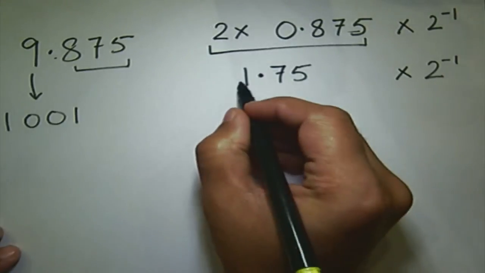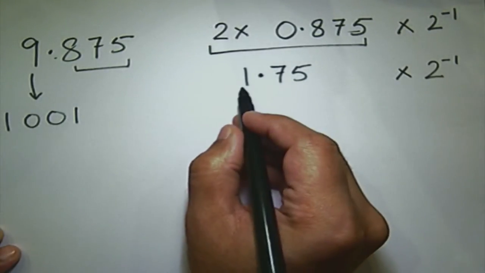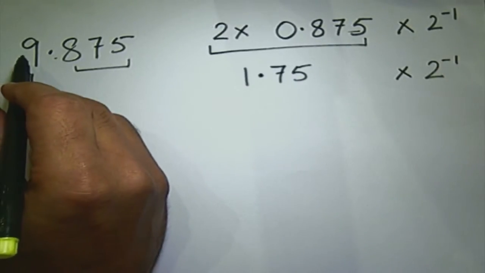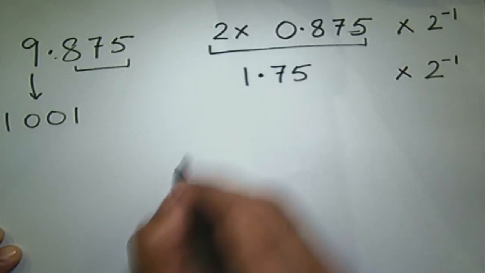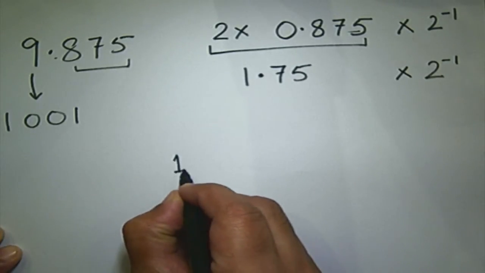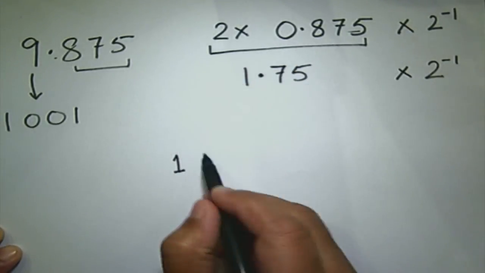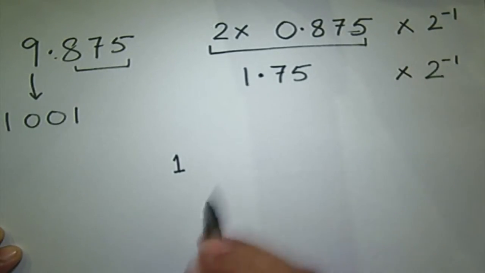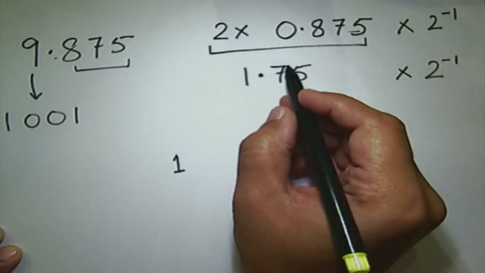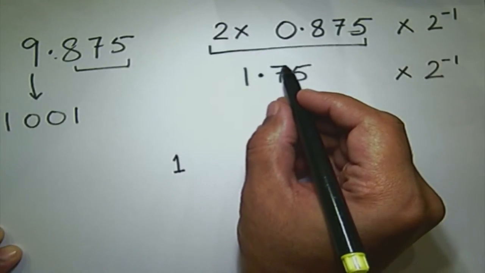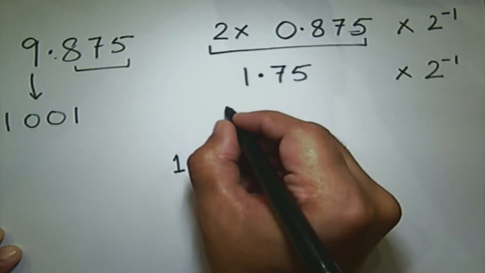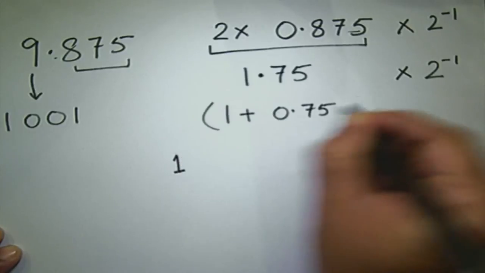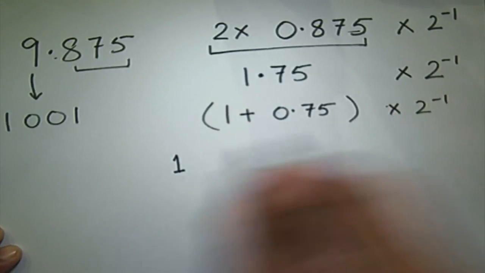Fine? Now, as far as this 1.75 is concerned, you have this 1 over here, which was just like this 9 to the left of the decimal point. So we'll say that, okay, from here I know that it is going to be 1 plus something, and then that has to be multiplied by 2 raised to minus 1, right? So that something here is once again less than 1, right? So I'll write it as 1 plus 0.75 times 2 raised to minus 1.